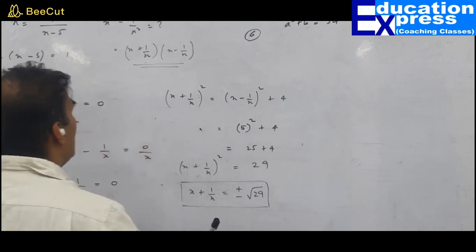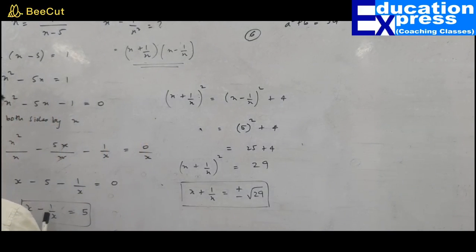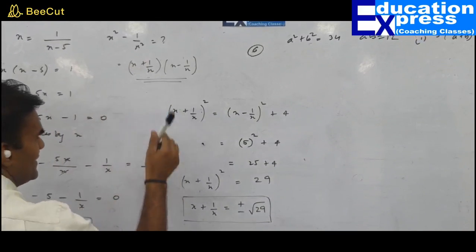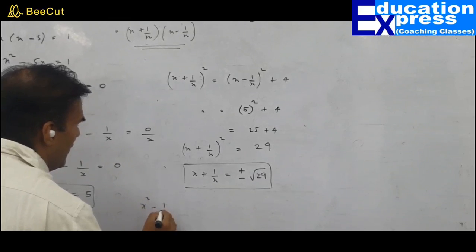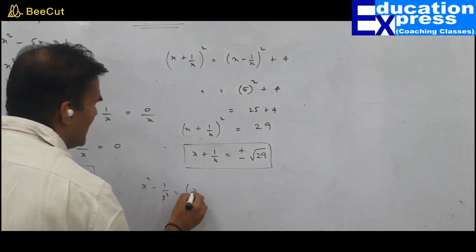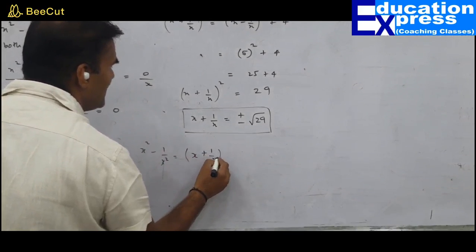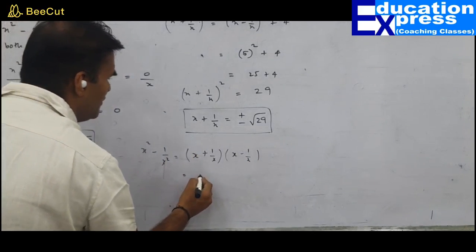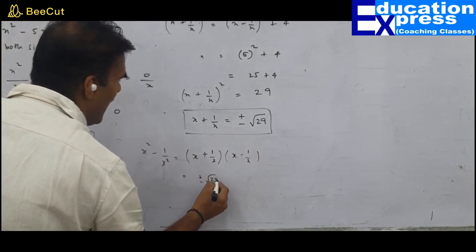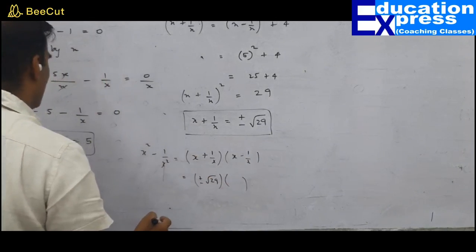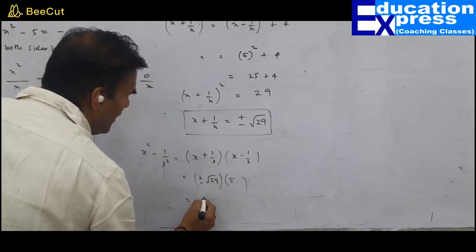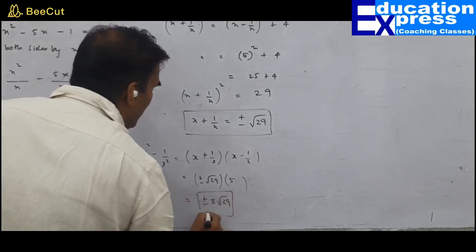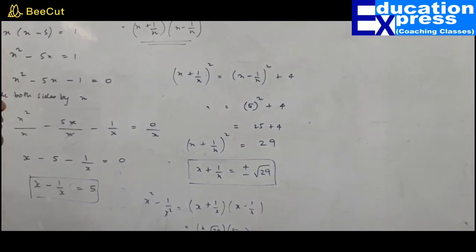So, we have the value of x plus 1 upon x, and x minus 1 upon x. We need x square minus 1 upon x square, which means this. So can I say x square minus 1 upon x square can be written as x plus 1 upon x times x minus 1 upon x? Please substitute the values: plus or minus square root of 29 multiplied by x minus 1 upon x, which is 5, which gives me plus or minus 5 root 29. This question is very, very important.